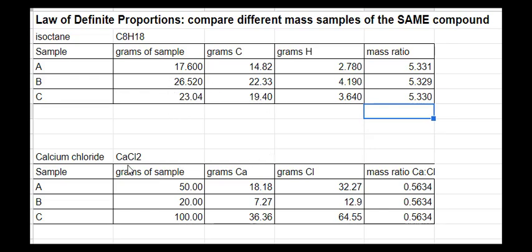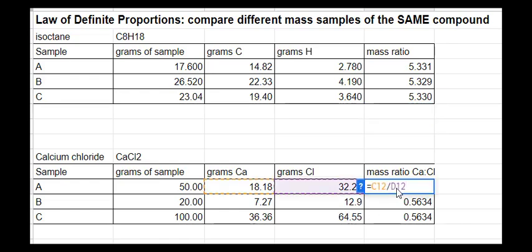Likewise, if we look at calcium chloride, we have 3 different samples, 50 grams, 20 grams, and 100 grams. And however these gram amounts of the elements were determined, we have the data for them. So we have 18.18 grams of calcium, 32.27 of chloride, etc. for the other two samples.